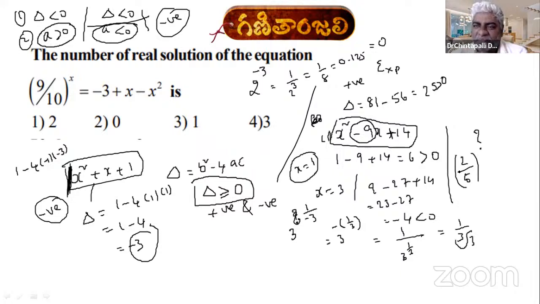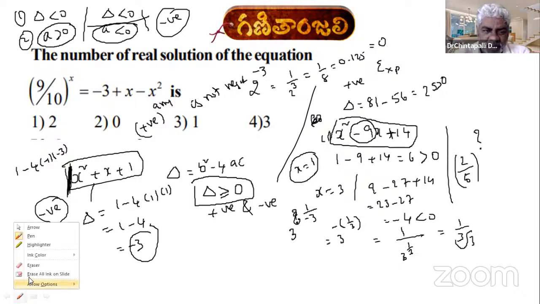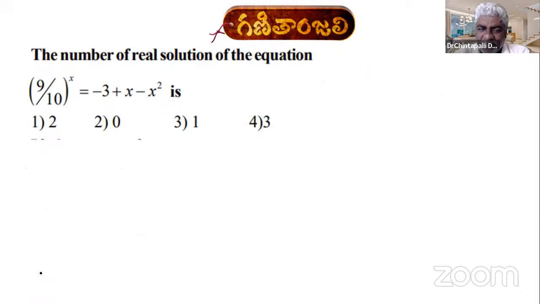So it is very clear: positive to the power of any value cannot be negative. It's a golden rule. Any positive value to the power of anything is not negative. Positive value to the power of anything is positive only. Got it?